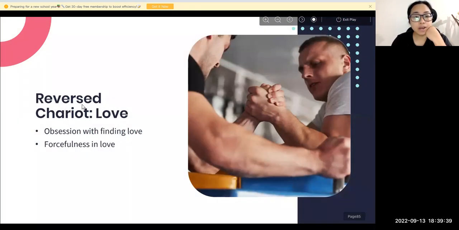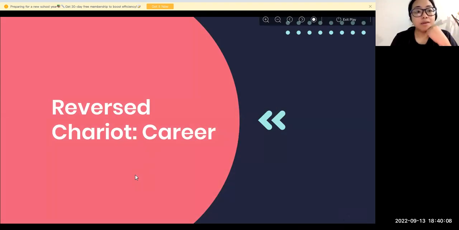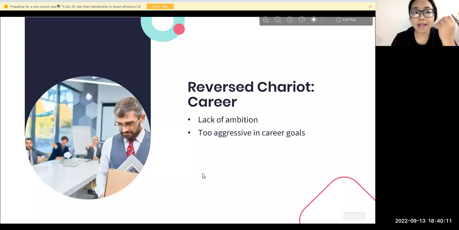So when it comes in love, it means that you've become very desperate and obsessed to find love. Okay, because of your desperation and obsession, that person probably might not be able to find the love itself. Forcefulness in love, or you are forcing someone to love you, or somebody is forcing to love that person, or someone is forcing you to love someone, like that. If it is coming in the career reading, it means lack of ambition, or being too aggressive in career goals. Okay, lack of ambition and too aggressive in career goals.